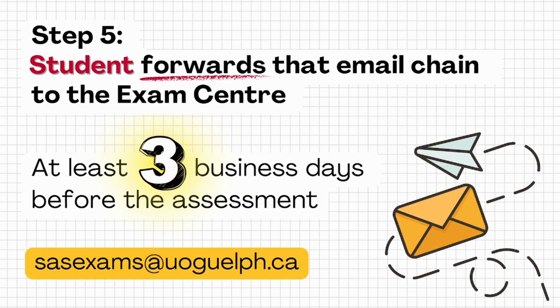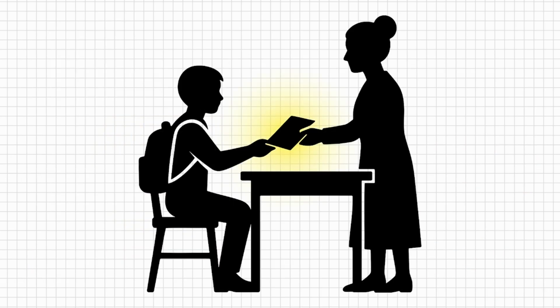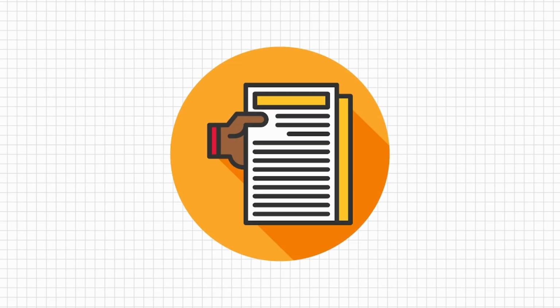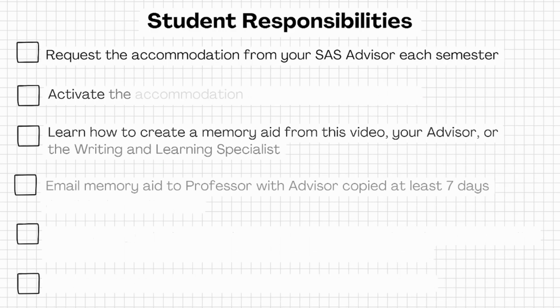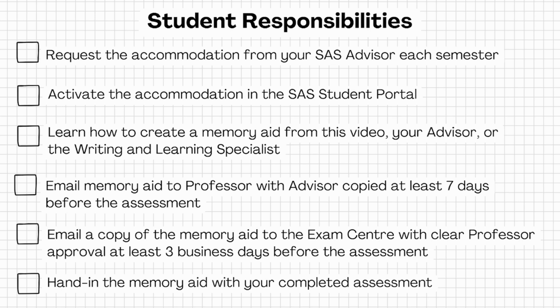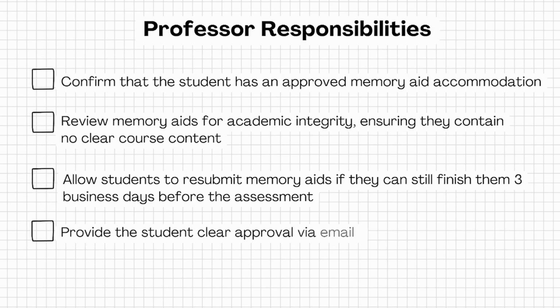Students must then forward that email chain to the exam center with the professor's approval clearly documented at least 3 business days before the assessment. On the day of the assessment, exam center staff will give the student a copy of their memory aid printed in full color. The student must hand in the memory aid with their completed assessment. If the student does not follow these steps or meet the required timelines, it is likely they will not be allowed to use the memory aid for that assessment. Here is the checklist to confirm your responsibilities. Please pause the video as needed.